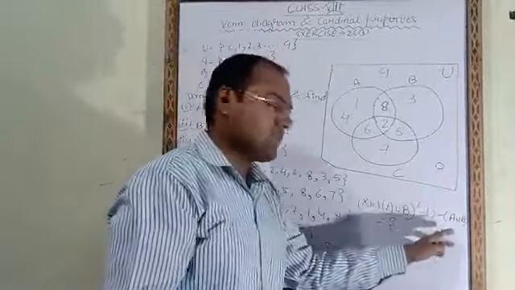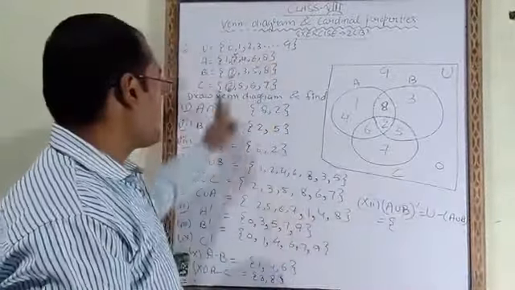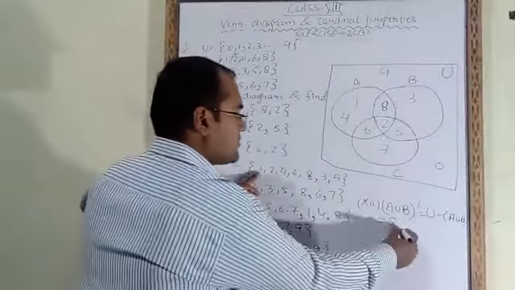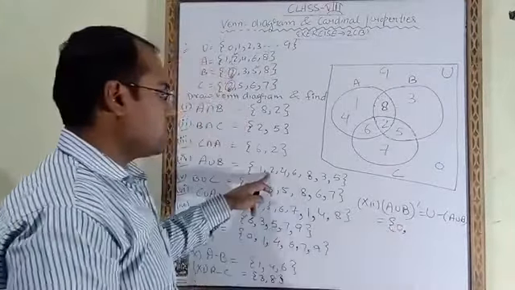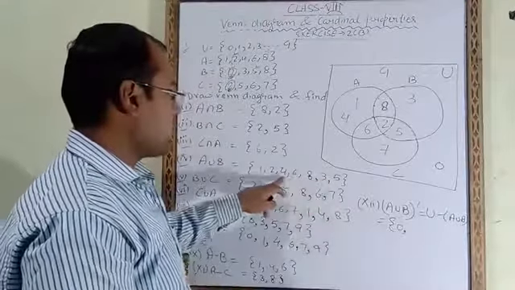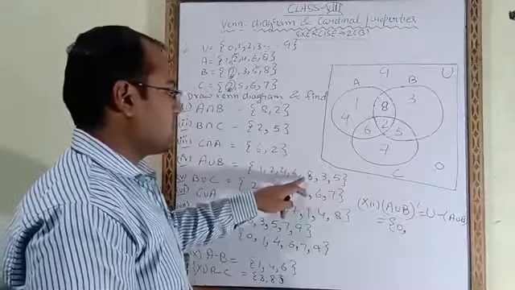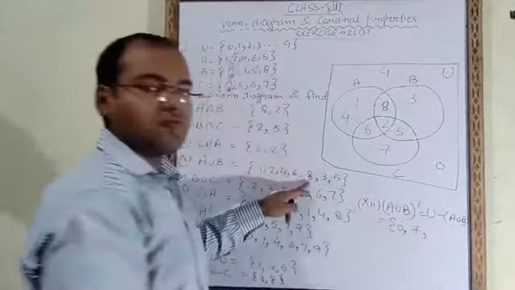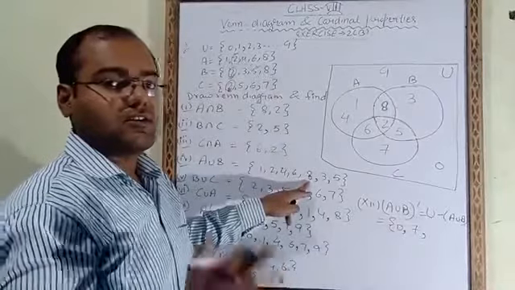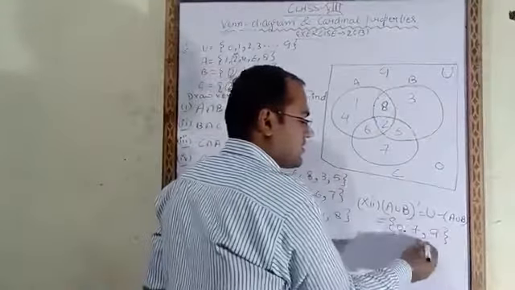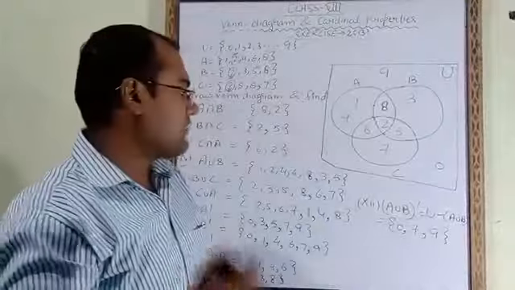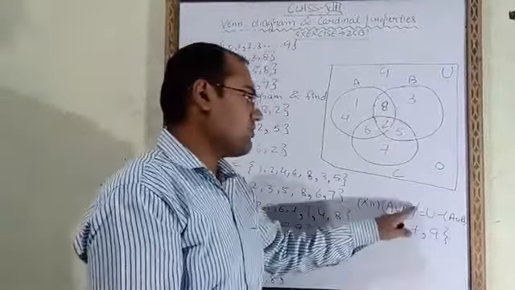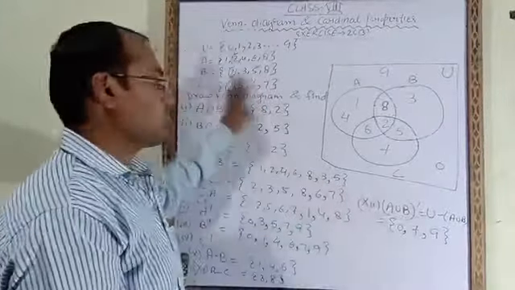So from universal we have to remove A union B. So from 0 to 9 numbers we have to remove A union B. So 1 we will remove, 0 will be there, 2 we will remove, 3 we will remove, 4 we will remove, 5, 6, these all elements we will remove, and 7 will be remaining, 8 we have to remove. So which element is remaining? 9. So these 3 numbers are remaining in the universal when we subtract A union B. So this is the answer of A union B complement. Like this you have to do such questions.